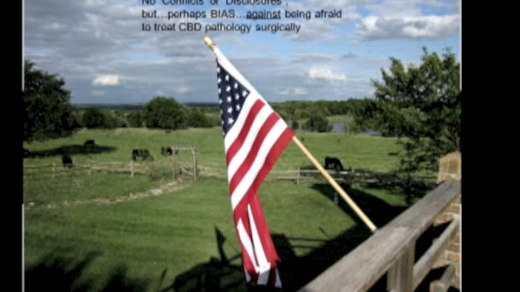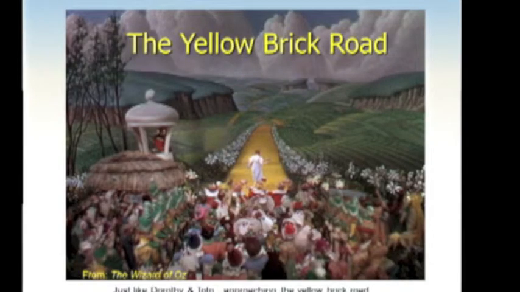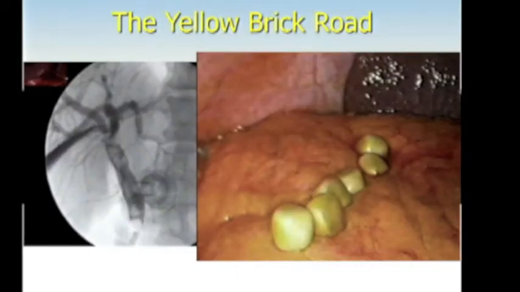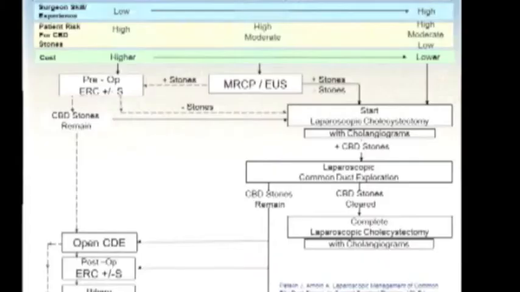However, you may notice that there is some bias against not being able to do what we're supposed to do in the operating room when we're treating biliary tract disease. So we're just like Dorothy and Toto and the Wizard of Oz. We're there trying to find our way down the yellow brick road. And you can see that what we want to do is change the image on the right to getting those stones out on the left.